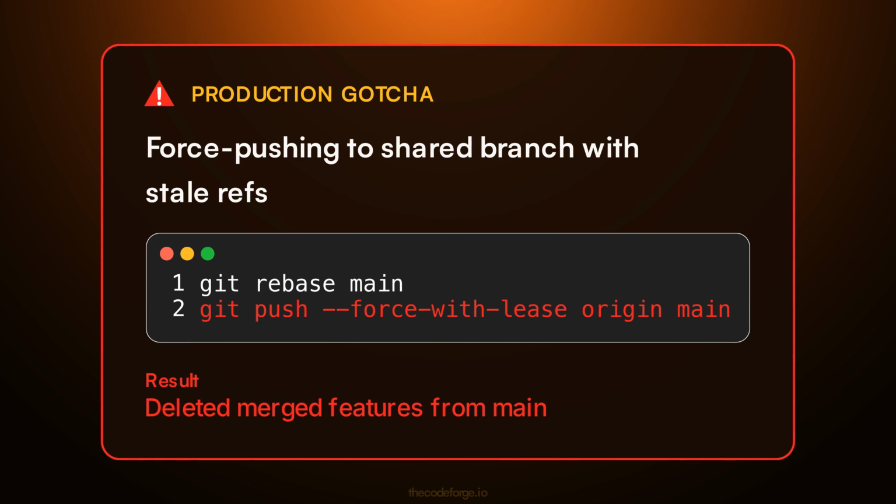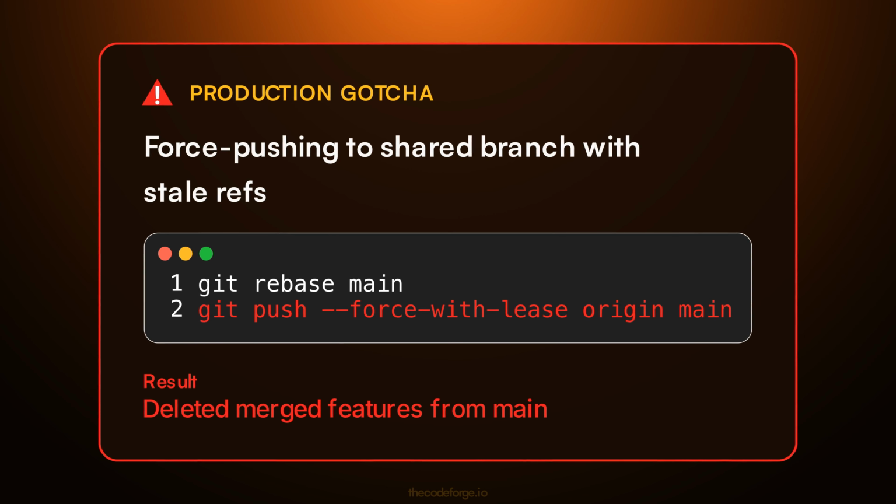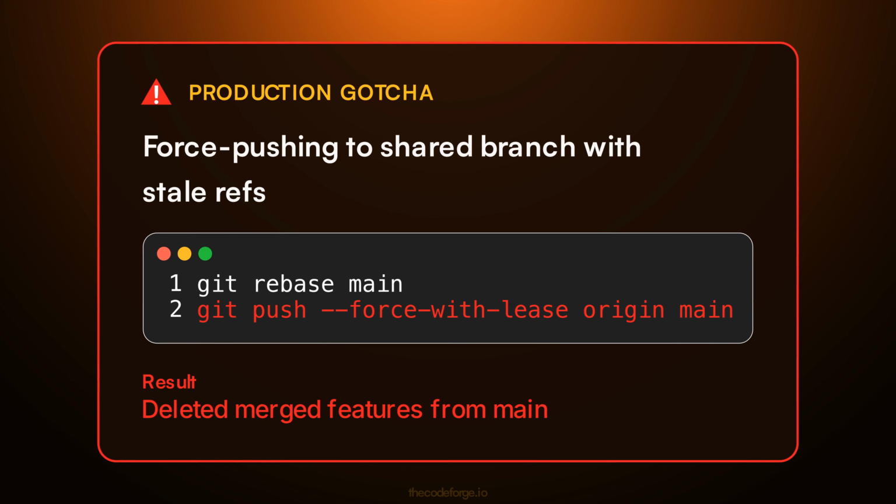A developer rebased main locally against an outdated remote, then force-pushed. The lease check passed because their local ref matched what they last fetched, but they hadn't fetched since teammates pushed. The force-push overwrote main with stale history, deleting merged features.